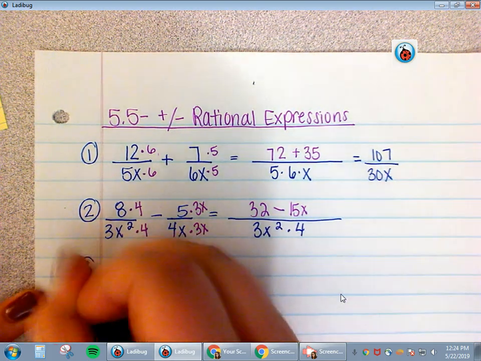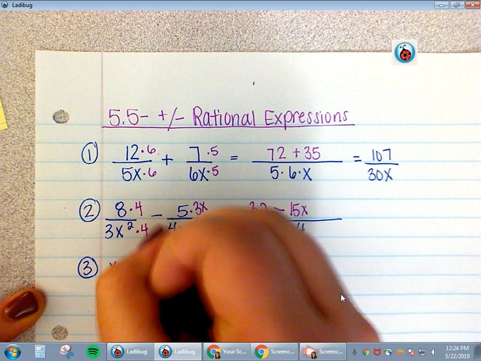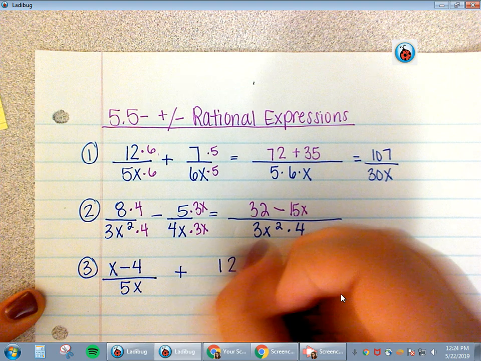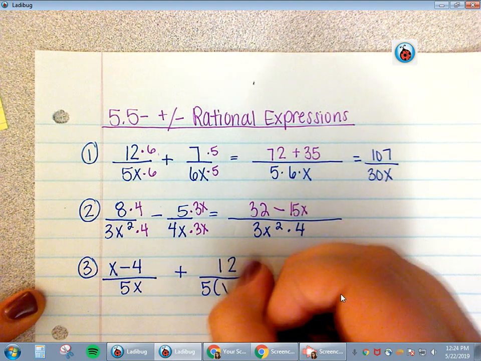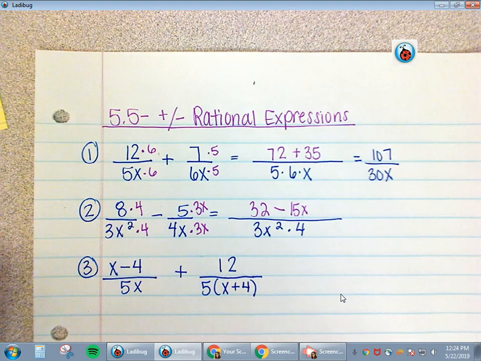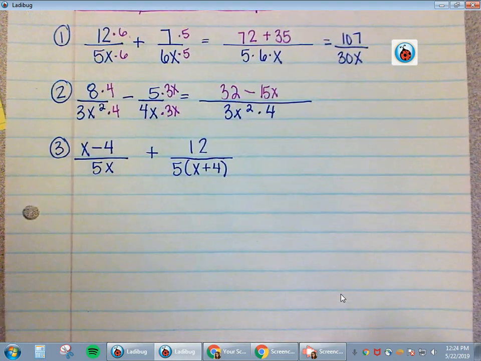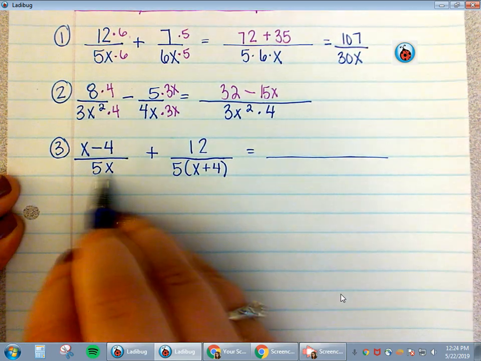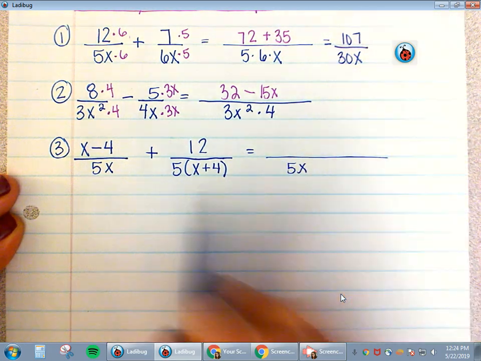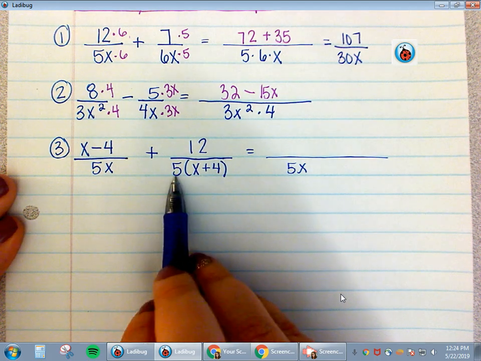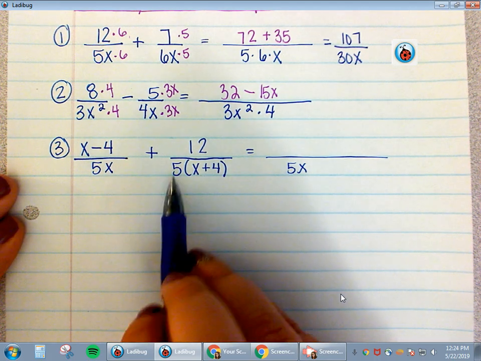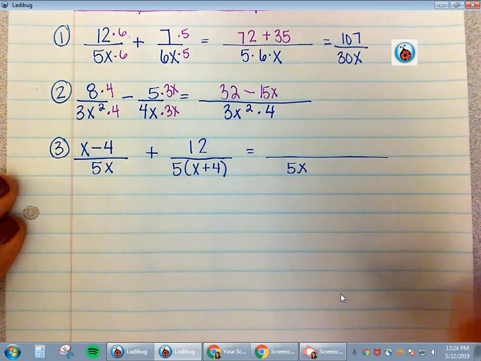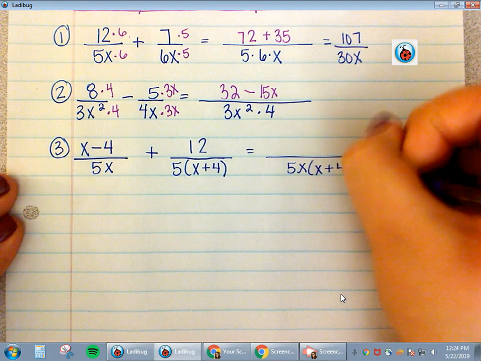Let's do another one, number 3. We've got x minus 4 over 5x plus 12 over 5 times the quantity x plus 4. For the common denominator on this one, again, our mindset is to first rewrite the denominator we have for the first one, 5x. And then look at the next one and compartmentalize it. Look at it piece by piece and make sure it's represented. First thing we have is a 5. That's already there, so we're good. We don't have an x plus 4 term yet, so I need to put an x plus 4 on the bottom.